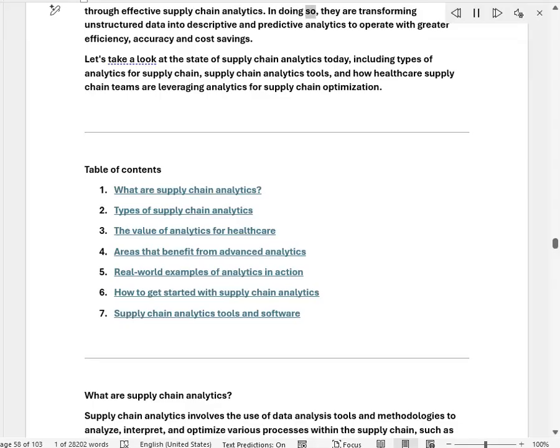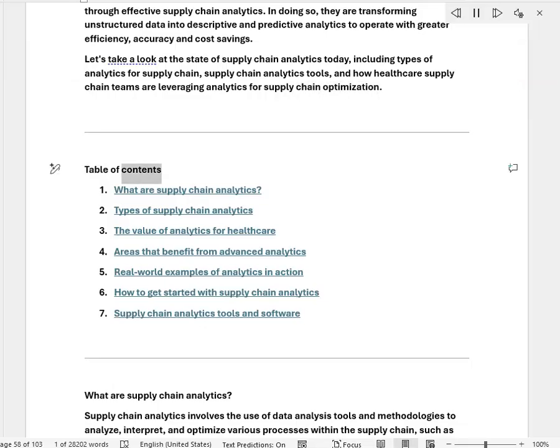In doing so, they are transforming unstructured data into descriptive and predictive analytics to operate with greater efficiency, accuracy, and cost savings. Let's take a look at the state of supply chain analytics today, including types of analytics for supply chain analytics tools, and how healthcare supply chain teams are leveraging analytics for supply chain optimization.